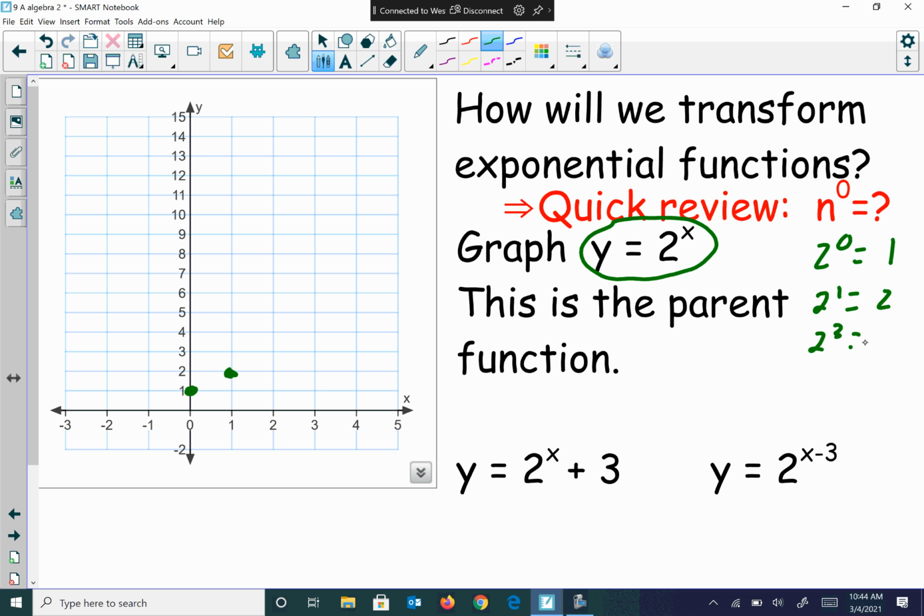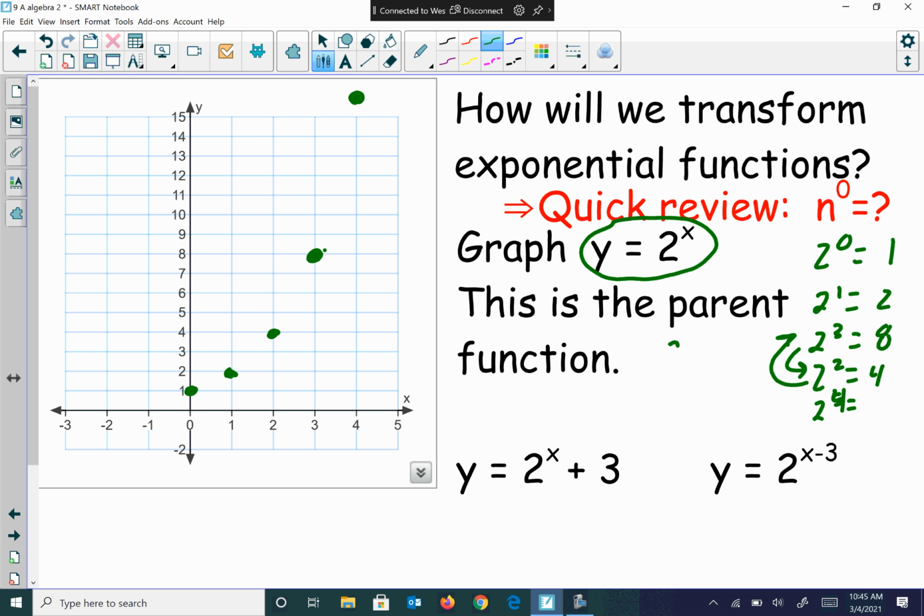2 to the third is 2 times 2 times 2, which is 8. So if I plug, I forgot 4. Oh, sorry about that. 2 to the second is 4. And then 2 to the third is 8. I flip-flopped those, sorry. And then 2 to the 5th, you're getting all the way up to 16. I feel like I forgot a number. I got 1, I got 2, I got 3, I got 2 to the 4th. So 2 to the 4th is 2, 4, 8, 16. So if I plug 4 in, I'd get 16, which is up here.